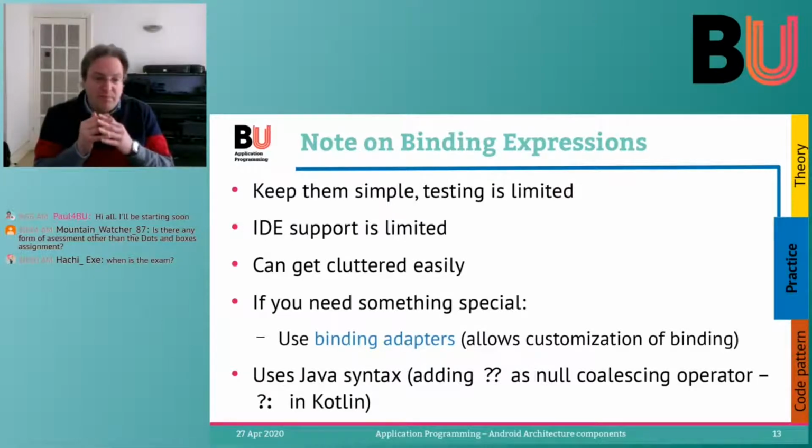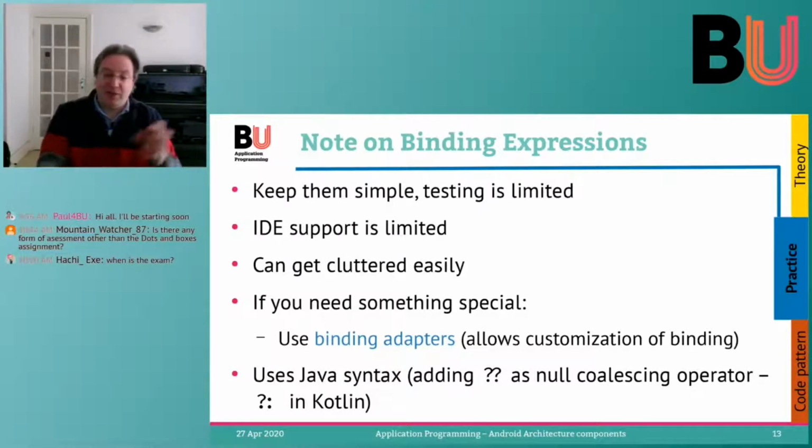There is IDE support for binding expressions, but it is still somewhat limited. In general, it can get cluttered. So if you need to do something special, one of the ways you can do that is something called binding adapters. A binding adapter basically allows you to set complex properties on a view. You can create basically a fake view property. That fake view property can then be assigned a complex variable, and then in that binding adapter, you can say, this will actually set these particular coded properties on our view.